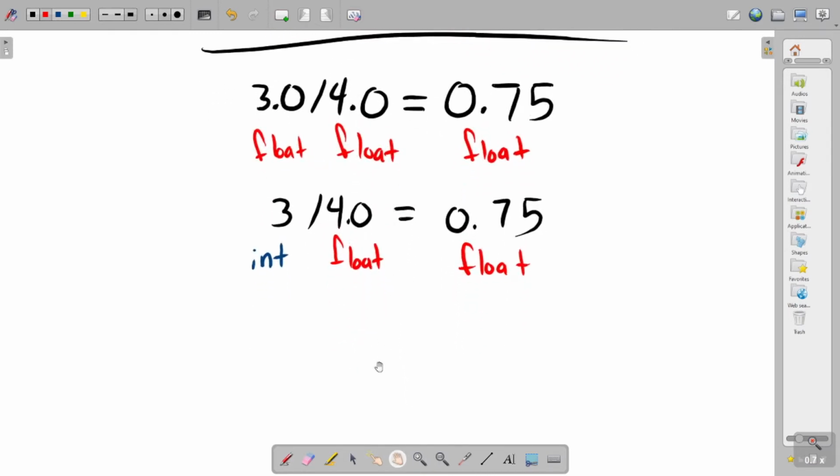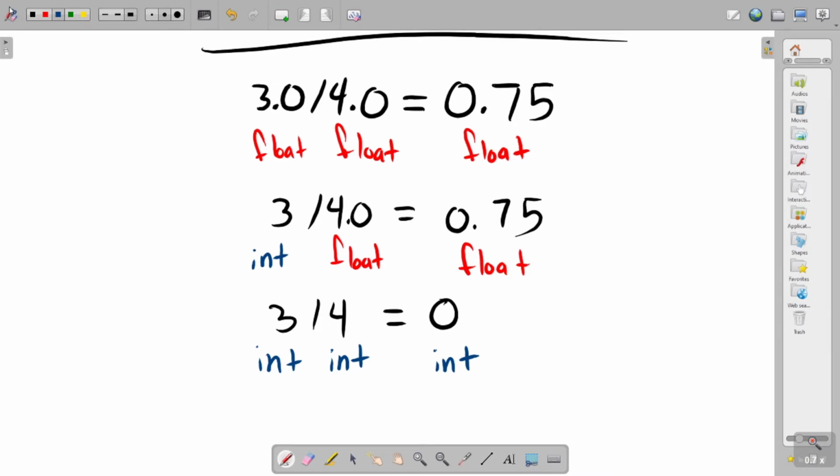But we wouldn't get 0.75 if we did an integer divided by an integer. If we did 3 divided by 4, where both of these were integer types, what would happen is we would actually get 0. And the reason is because it can't support 0.75, right? If we do an operation between two integers, we expect a third integer out.